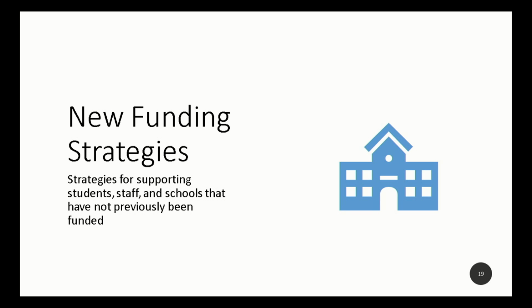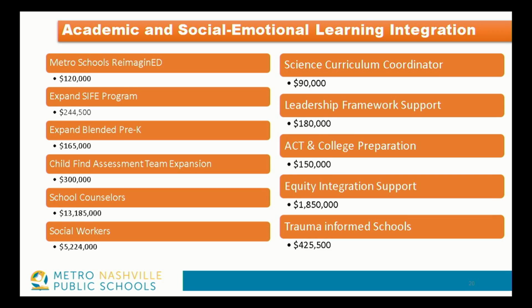Now that we've covered employee compensation and some of our aspirational requests to replace federal funding with local dollars, let's discuss some of those programs and initiatives that have not been funded locally or federally as of yet that would help us to achieve greater student outcomes and staff support. One of our other board priorities is around academic and social-emotional learning integration. Metro Schools Reimagined, we have investments designed to support students with investments in band programs and transportation for college and experiential learning opportunities. Also expanding our SIFE program.